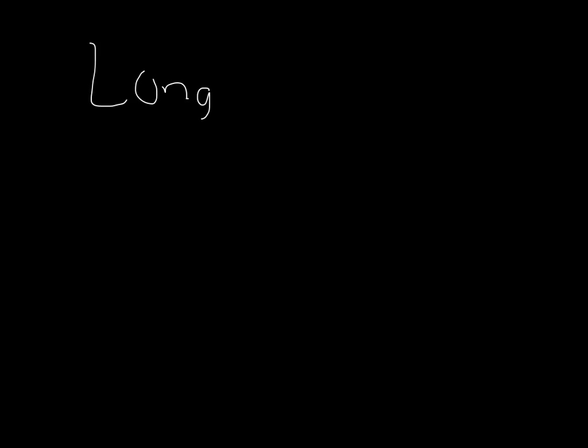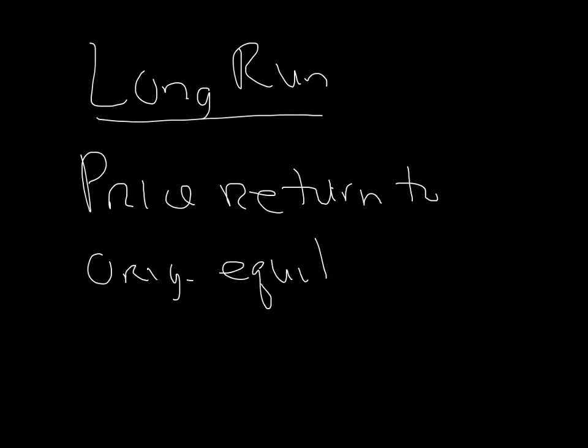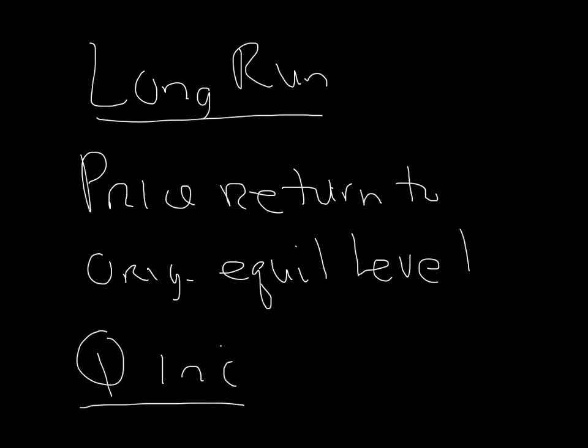So for the long run, if we start at equilibrium with the normal profit, what's going to happen to price? Price is going to return to the original equilibrium level where there was the normal profit. Overall output, though, is going to increase. So for the long run, if I start you off at a normal profit, and if demand increases, price is going to come back to the original level, but quantity is going to increase.